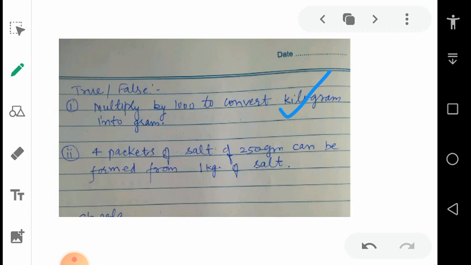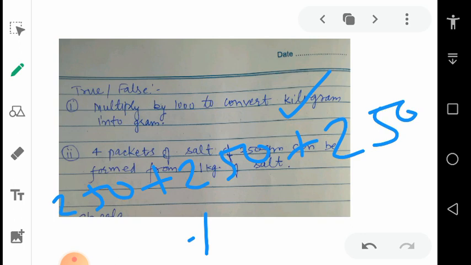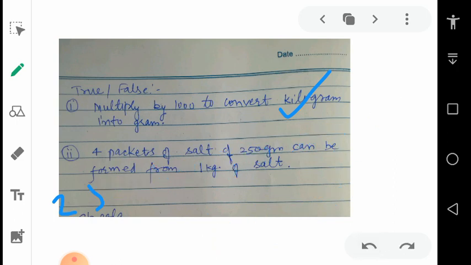Second is: 4 packets of salt of 250 gram can be formed by 1 kg of salt. It means if we have 4 packets, each one weighing 250 gram, and combined they form 1 kg. It's also true, because by adding 250 four times, if we take 4 packets of 250 grams, the whole becomes 1 kg. So it's also right. Now both the statements are true.